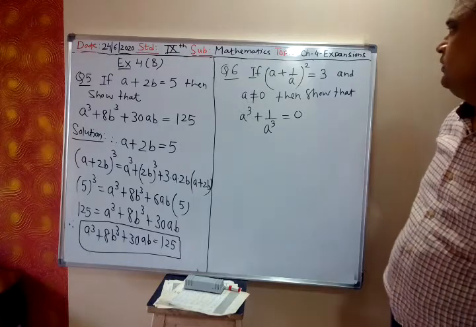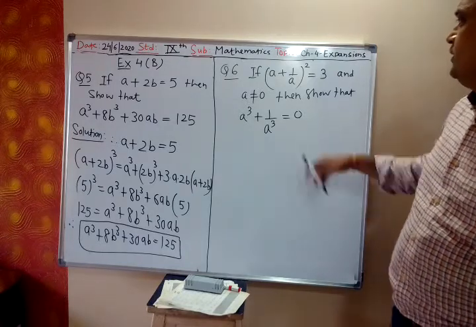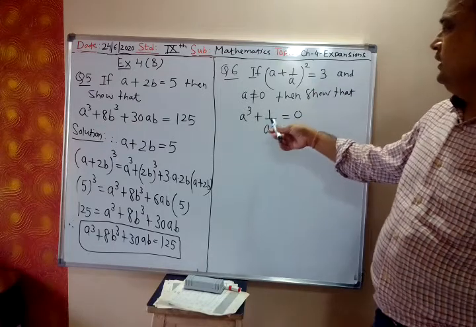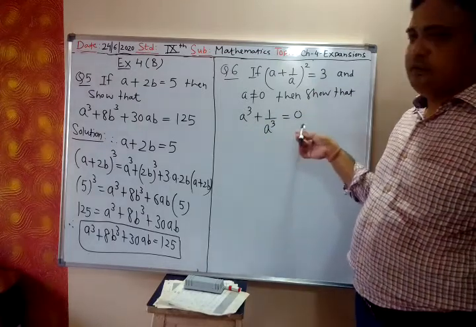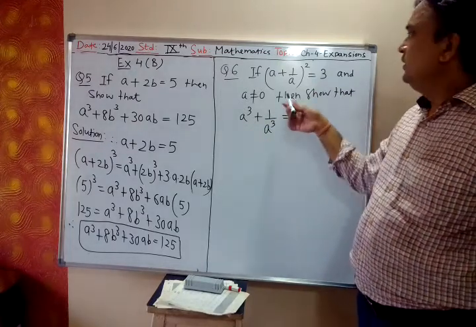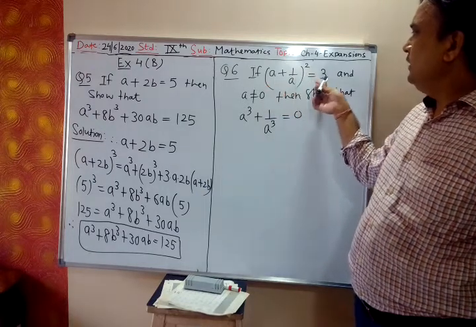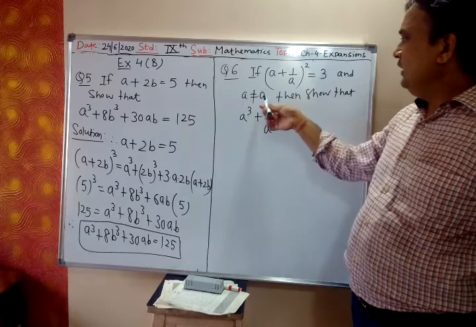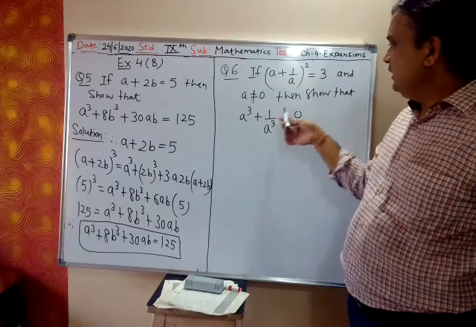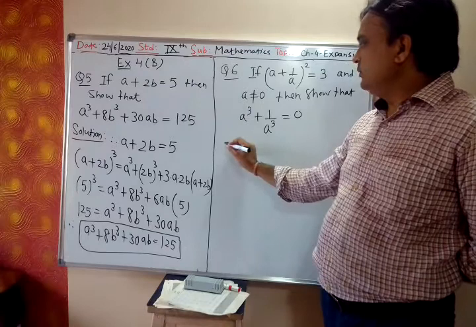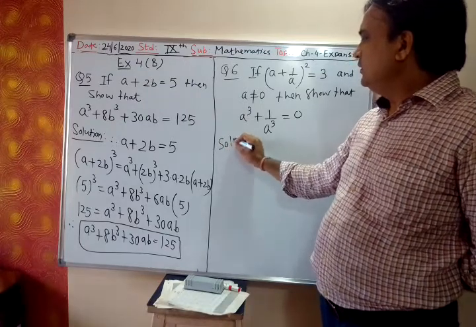A plus 1 upon a whole square, this value is given 3. Then show that a cube plus 1 upon a cube is 0. So let us solve this.